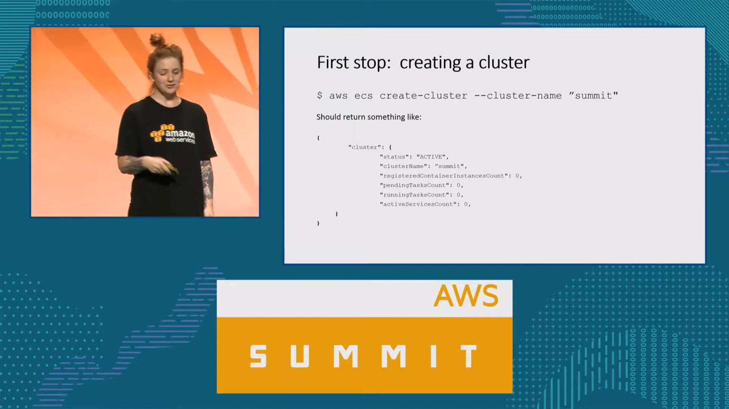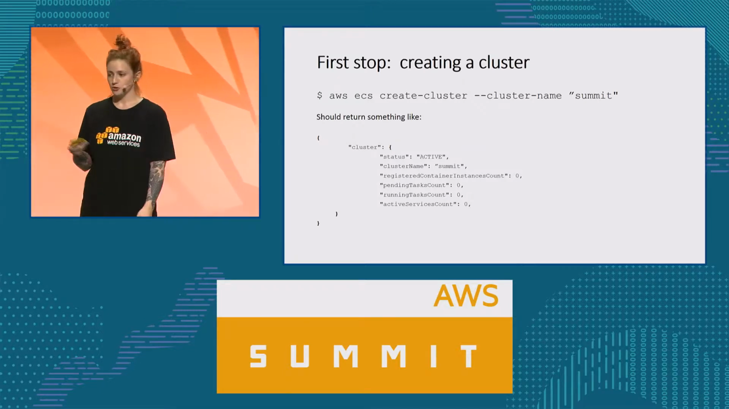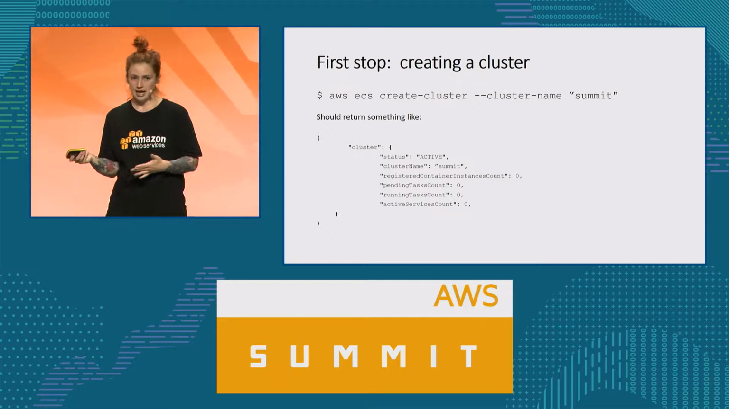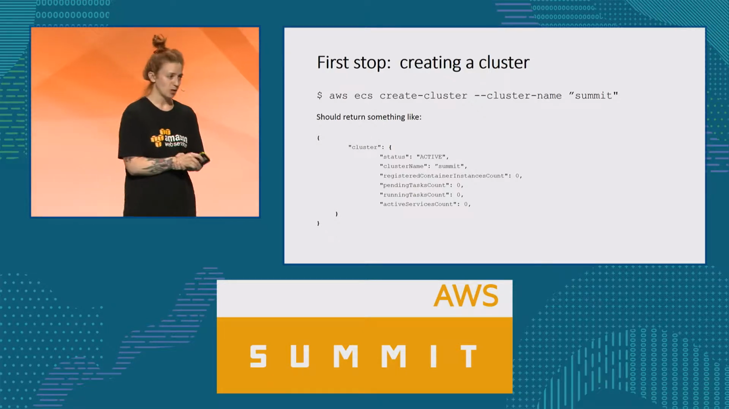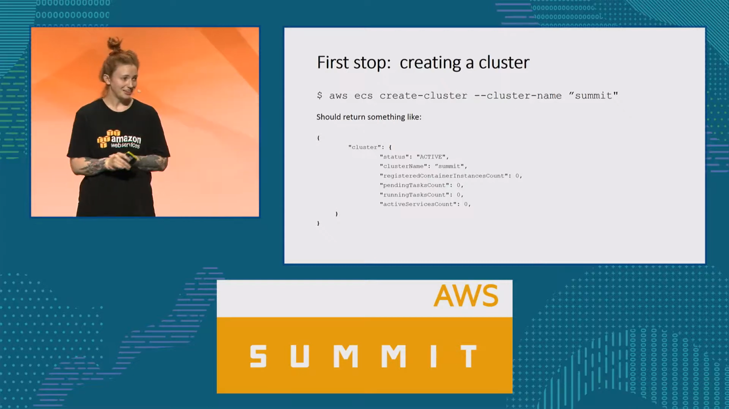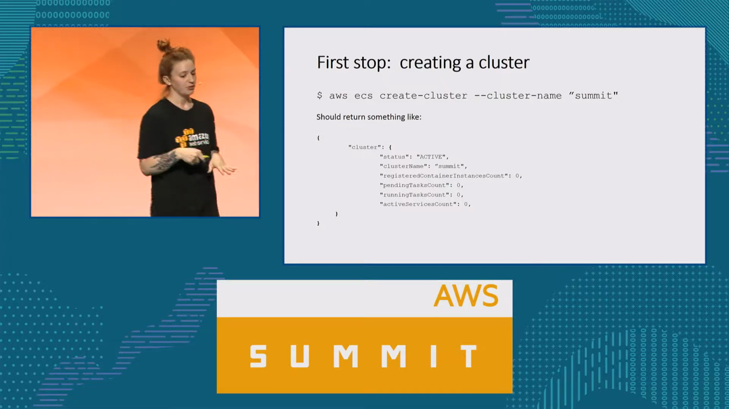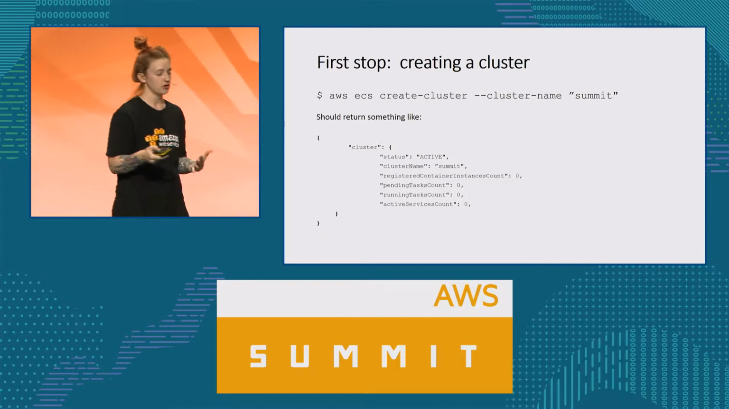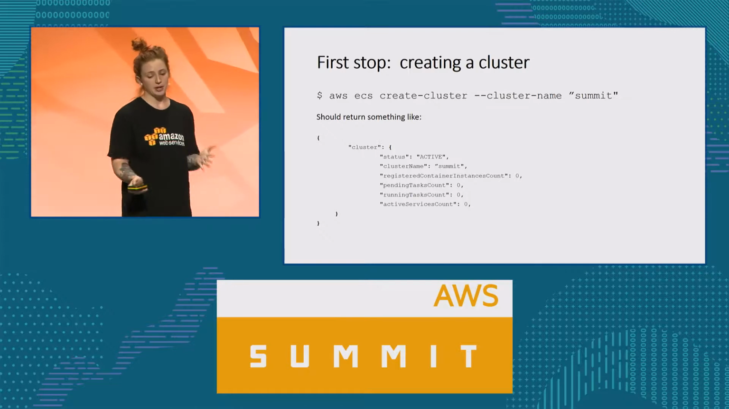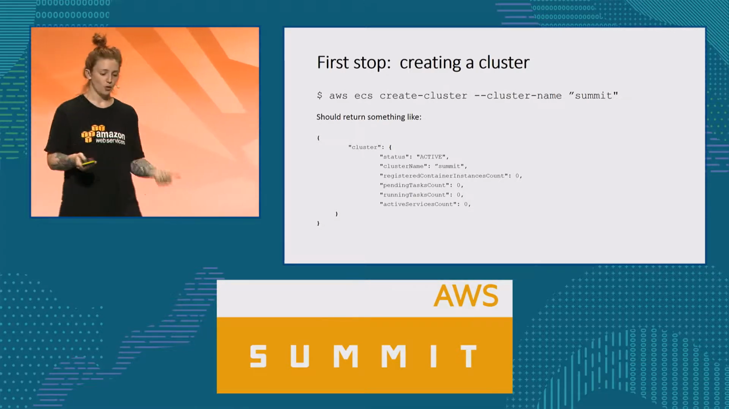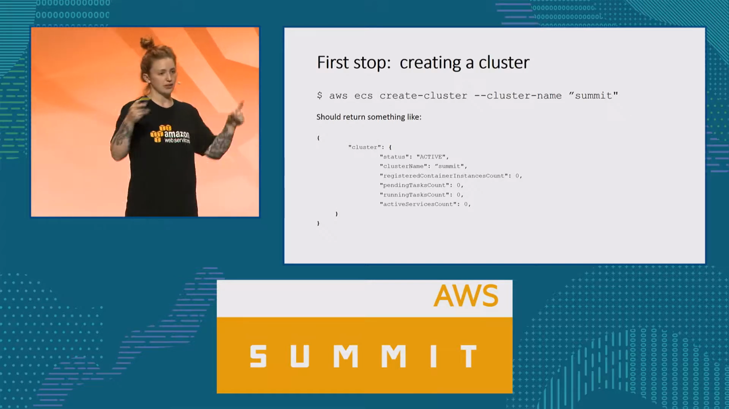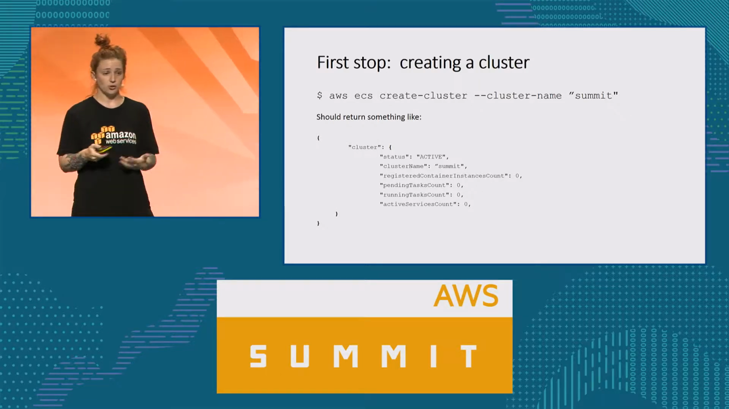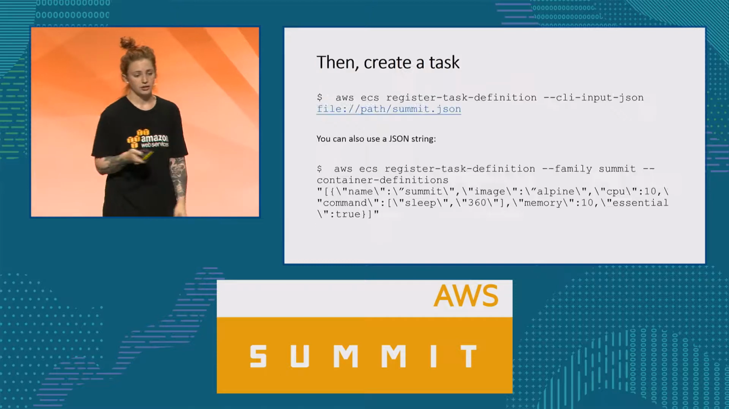So our first stop, we have to create a cluster. All of these are really basic API calls. In a real-life production environment, these are probably not going to cut it. But for the purposes of our little example, I can create a cluster, and it will return some information. So there's nothing happening in this yet, right? I have no instances. I have no tasks. I have no services. But I've created my little empty shell. And my shell is where all of my services are going to go.